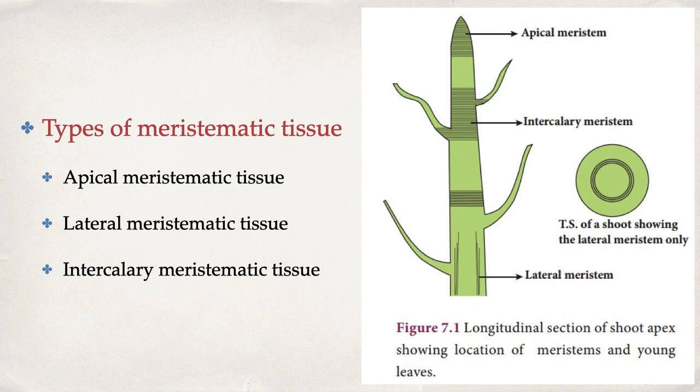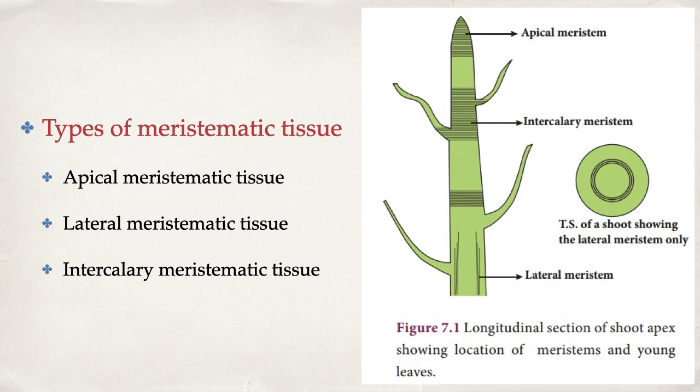Apical meristematic tissue. Tissue at the growing tips like shoot tips and root tips that brings about the growth of the plant lengthwise is called apical meristem. Now coming to the lateral meristematic tissue, tissue present around the edges in a lateral manner gives rise to growth in the girth of the stem. Girth means circumference of the stem.